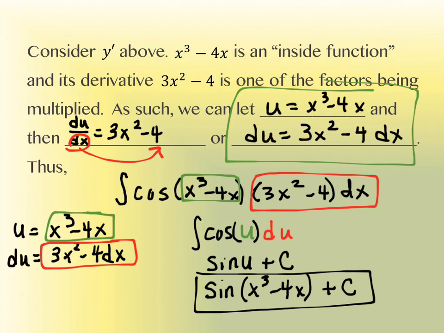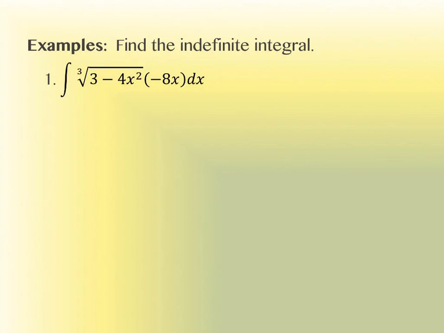We're going to practice more of them, but okay, let's see ones starting out from the forward direction instead of going backwards like I did. All right, here's a function. We've got the cube root of 3 minus 4x squared times negative 8x dx. So as we're looking at this, what we want to do is identify what looks like it's inside of something else. So what does it look like is inside of something else? The 3 minus 4x squared. Maybe I should use a color. Let's go with red. This looks like it's inside of something else.